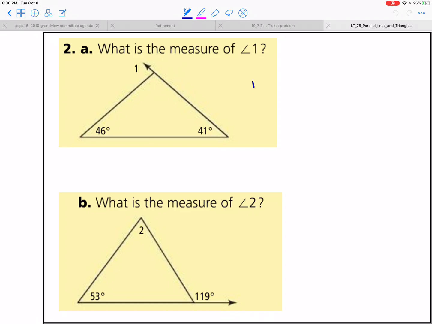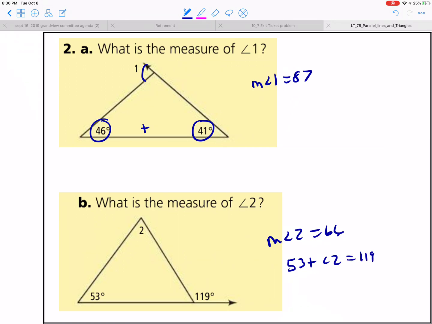In this case, we have the measure of angle 1 is 87. It's an exterior angle. I would add these two remote interior angles to get that. And the measure of angle 2 is 66. That is 53 plus angle 2 is going to be equal to 119. And that's how you get 66. That's the end of this movie.